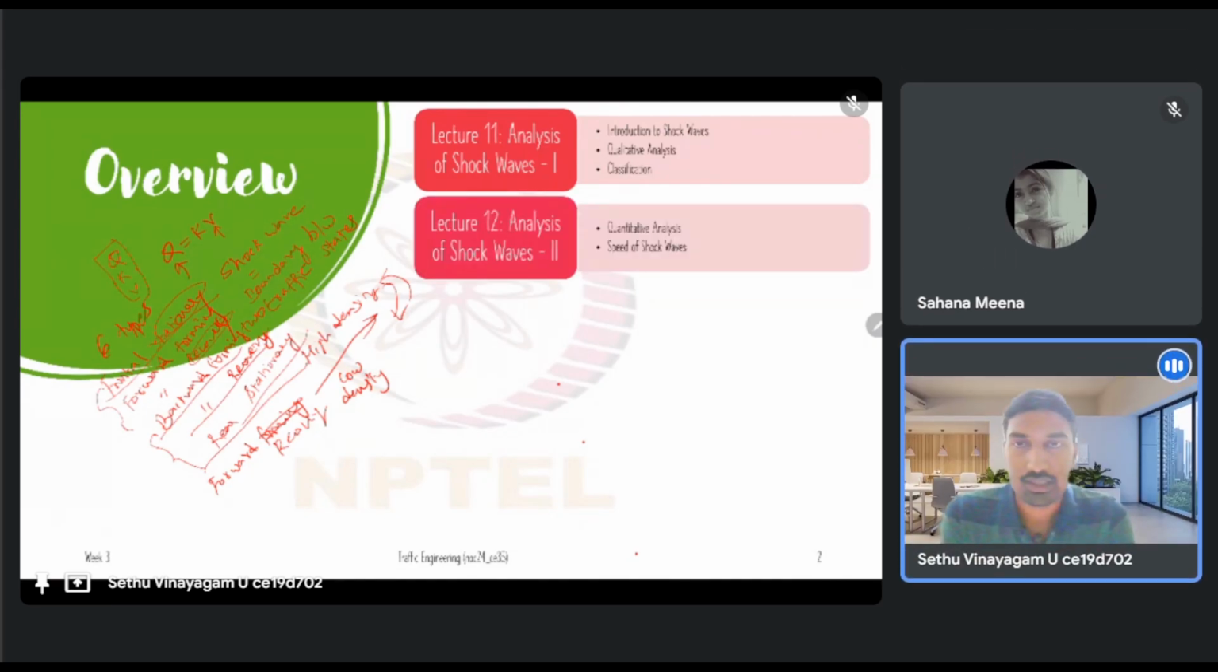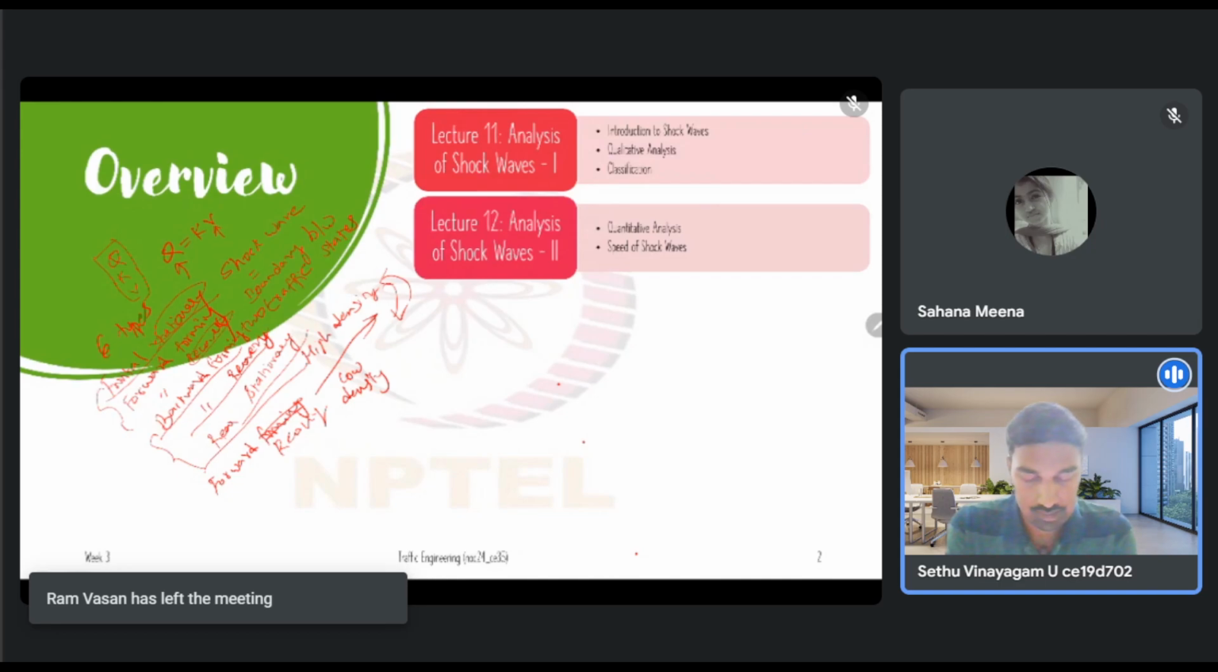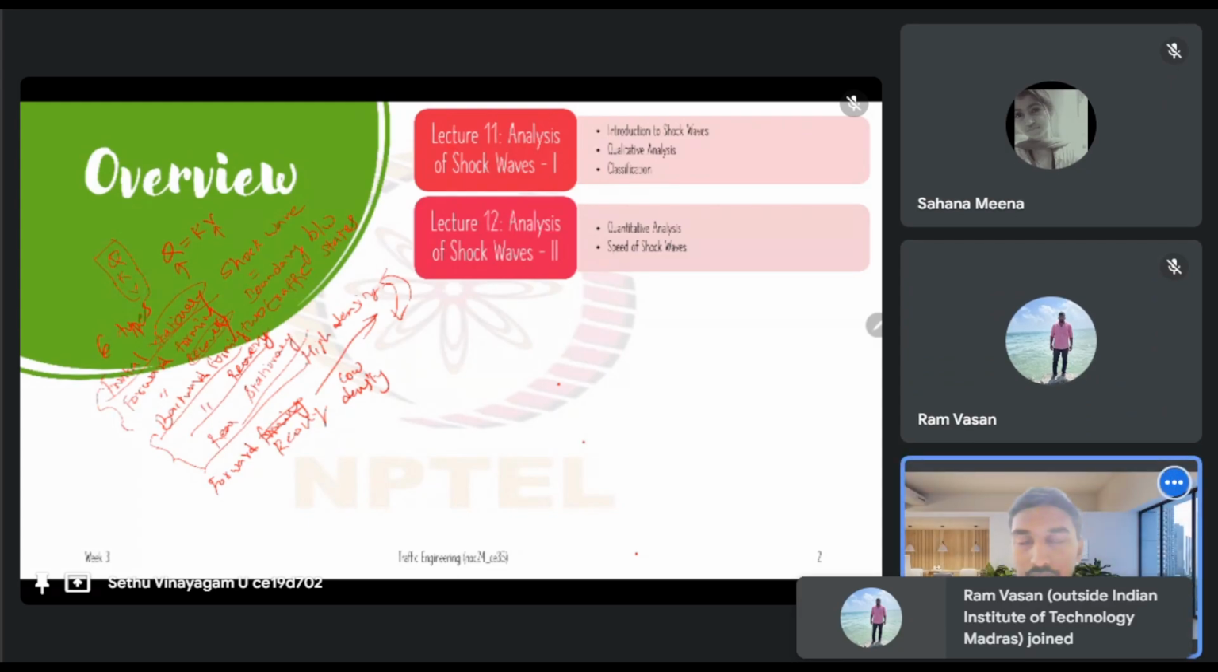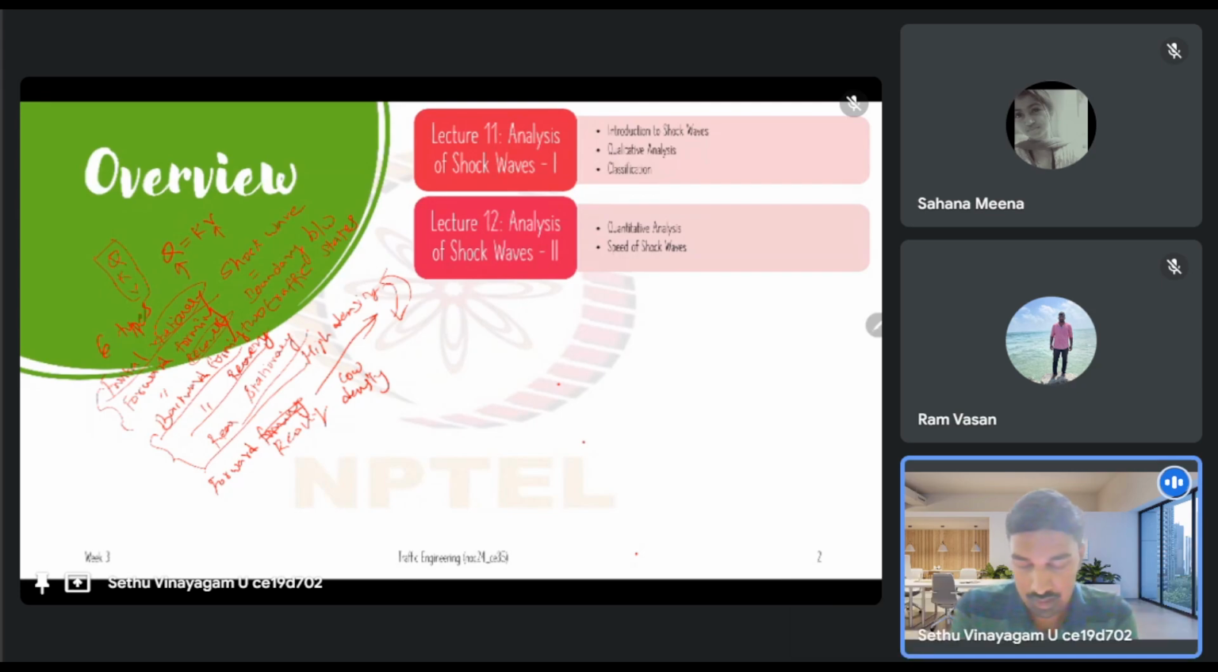So in the second lecture, we were looking at quantitative analysis, right? So till now we only talked about the direction of movement, or what the traffic states are that are meeting. So we still don't have any numerical way of quantifying these shock waves. So in the second lecture, we were looking at how to numerically quantify it. For that, we looked at how to determine the speed of the shock wave. So what is the speed of the shock wave?